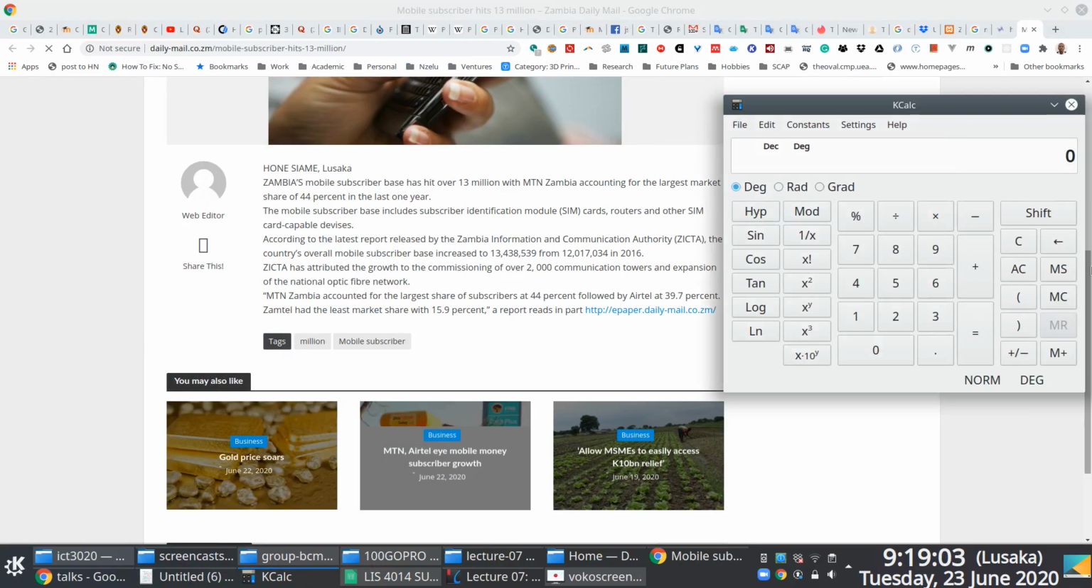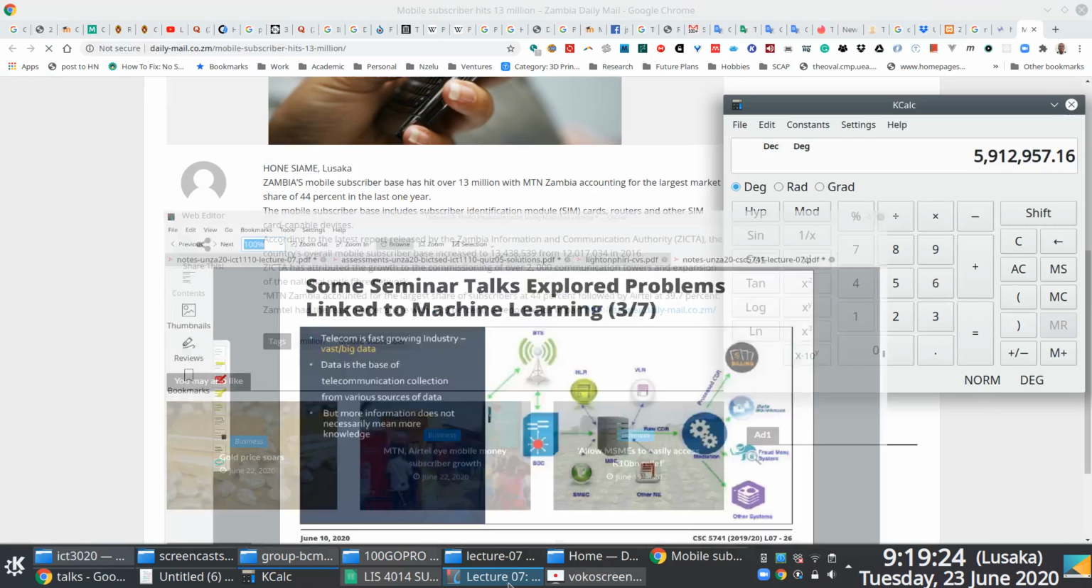So 44%, essentially 0.44, of 13,438,539 subscribers. So MTN roughly, right? We expect MTN to have over 6 million subscribers, right?